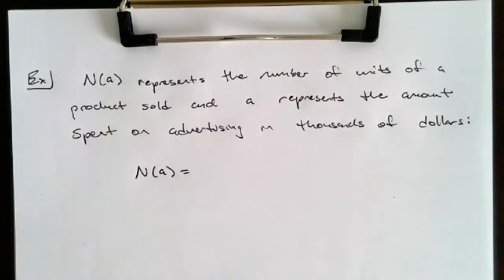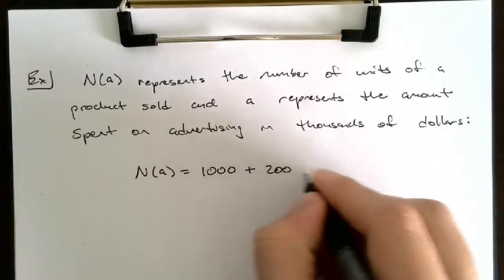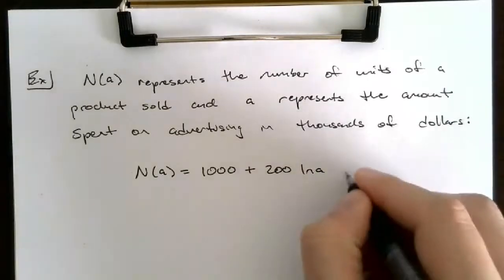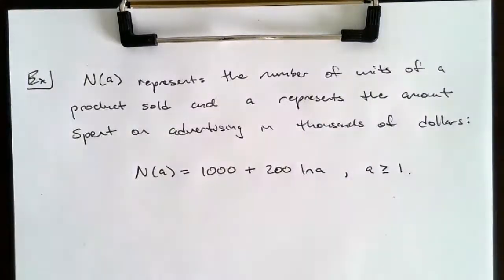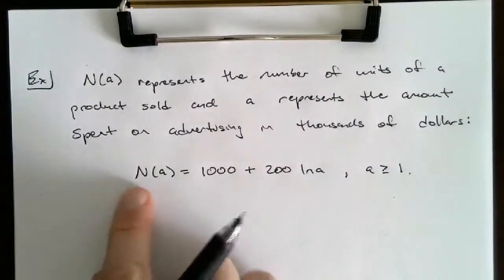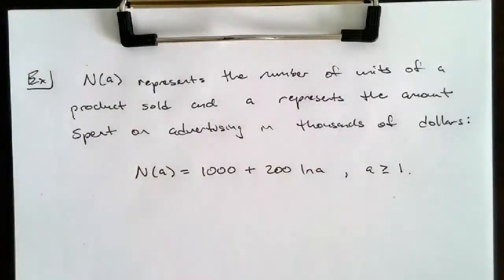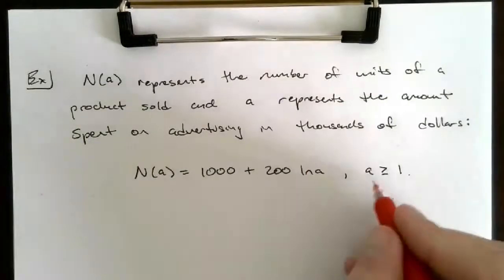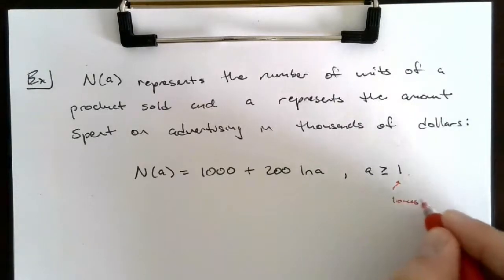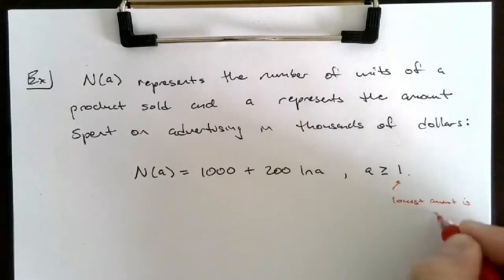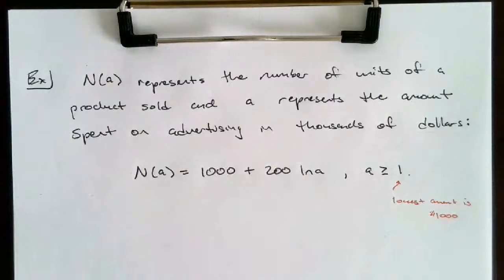And that's going to be equal to, say, 1,000 plus 200 natural log of A. And we'll have this condition where A is greater than or equal to 1. I haven't asked you a question yet, I'm just giving you the premise. So N of A represents the number of units sold when $1,000 are spent on advertising. When I say A is in thousands of dollars, and A is greater than or equal to 1, that means the lowest amount that they can spend is $1,000 on advertising. Just to point that out.